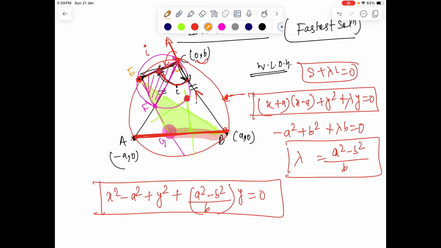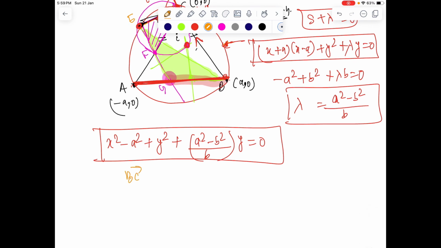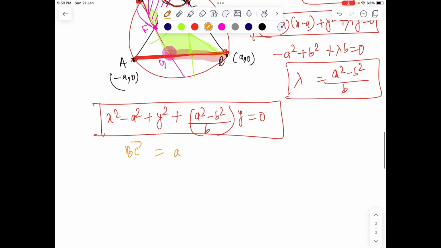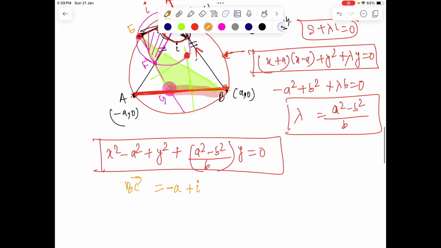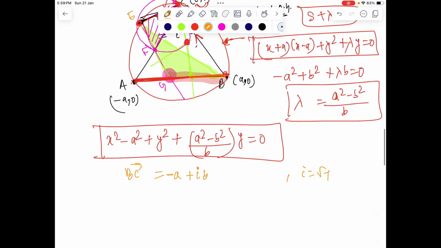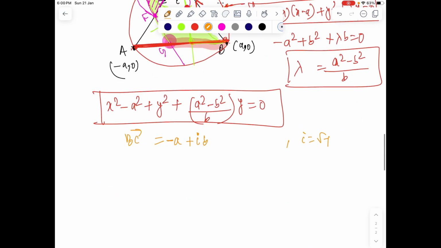Now how to find point E? There are many ways of finding point E. One of the best ways, I feel, will be using complex numbers. So we know the vector BC: from B to C you need to go final minus initial, so minus a plus i times b, where i is the square root of minus 1.